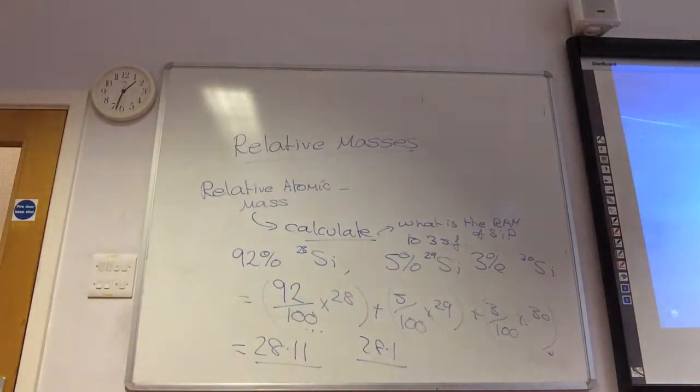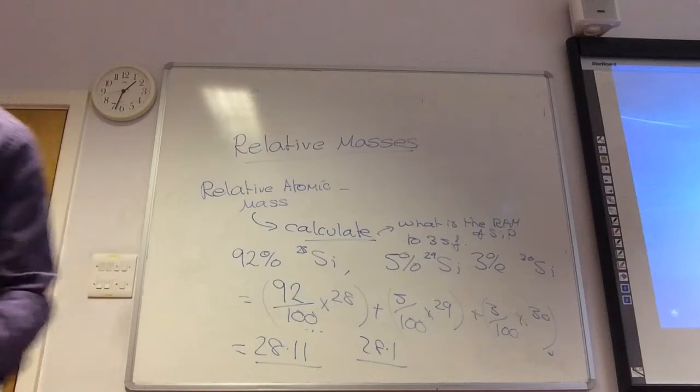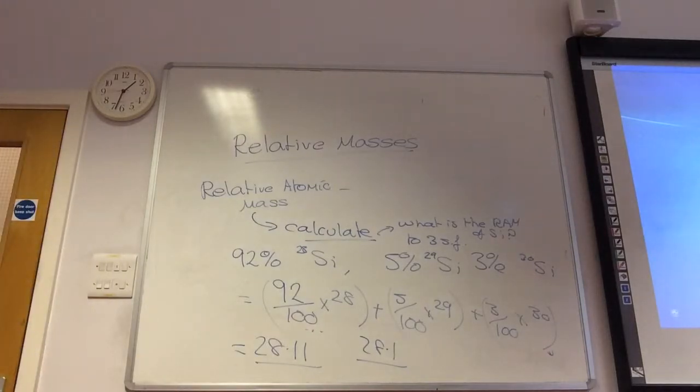And then you've also got relative isotopic mass. That's the mass of an atom of an isotope. So that's always going to be a whole number.